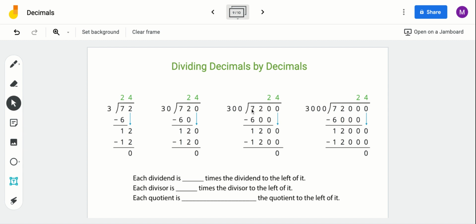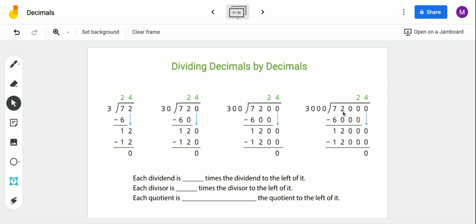All right. So now we're dividing by 300. 7 won't take a 300. 72 won't take a 300. We have to go all the way to 720. And that'll take 2 300s. So we subtract the 600. That equals 120. Bring down the 0. 1200 divided by 300 equals 4. 4 times 300 is 1200. Yep, 24 again.